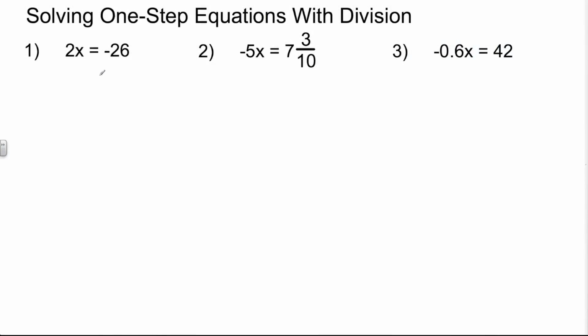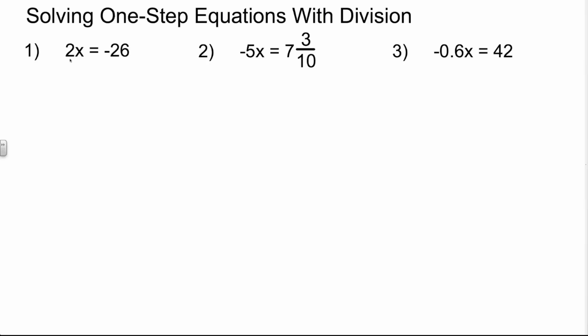Solving one-step equations with division. As implied by the title of the slide, we're going to be solving equations with division. We're going to have a little explanation first. In problem number 1, we have 2x is equal to negative 26. A lot of students get lost here because they forget the meaning of saying 2x. It really means 2 times x, or 2 multiplied by x, and the inverse of multiplication is division.